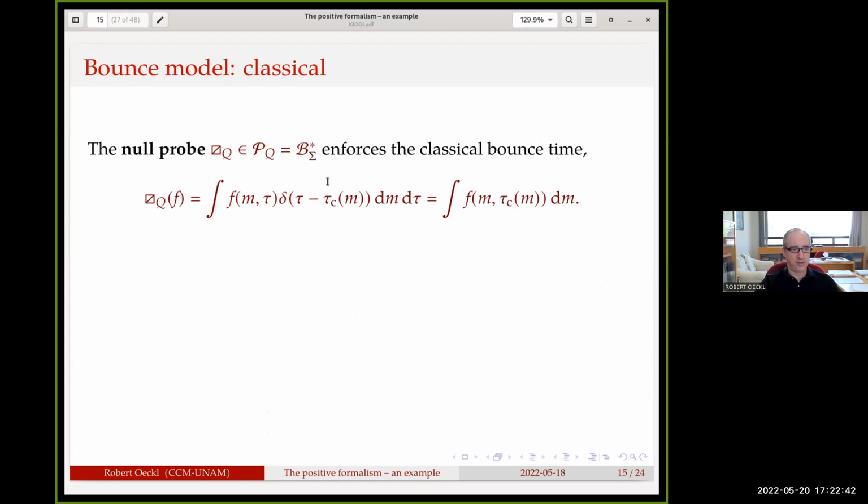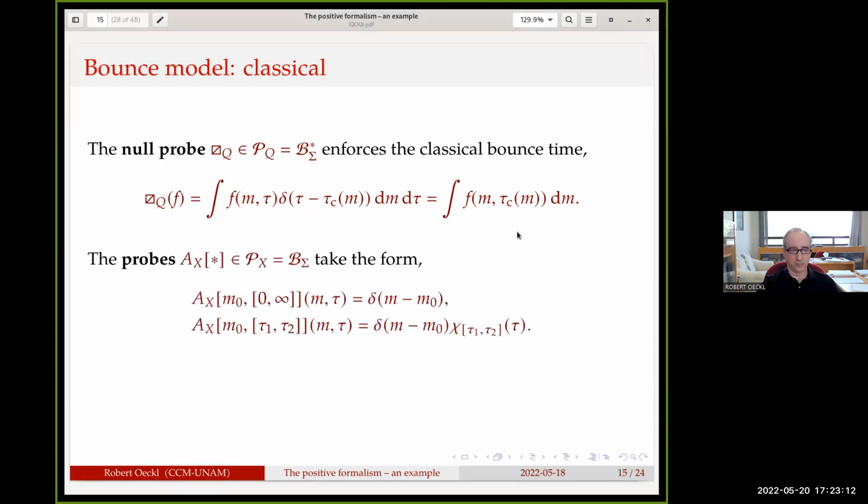And so the null probe enforces the classical bounce time, which means that we choose it here to be dual to a statistical distribution. So if I plug in a statistical distribution, this will correspond to integrating with a delta function where the bounce time is enforced to be the physical bounce time, which results simply in an integral which is only over the masses, where I insert the bounce time here.